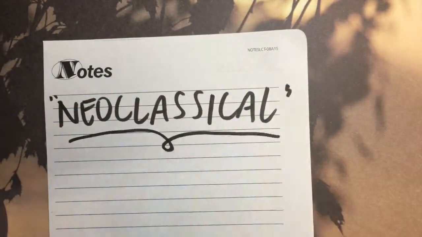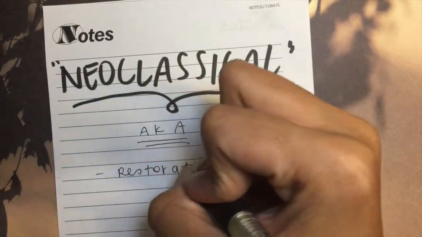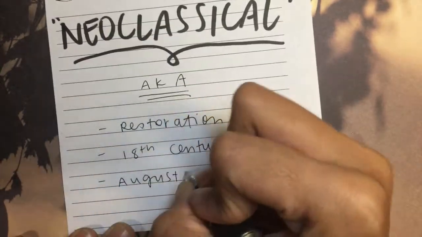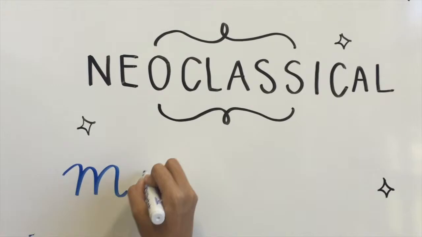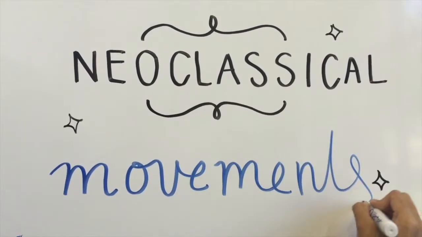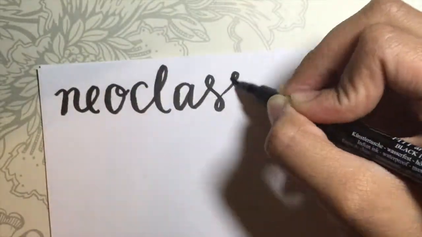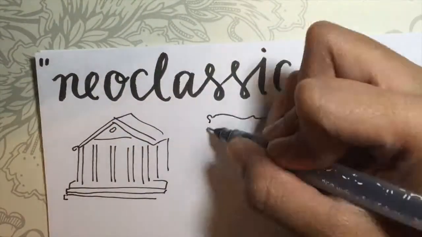It turns out that the Neoclassical period is also referred to as the Restoration, the 18th century, the Augustan Age, and the Age of Reason. This time period is rich in artistic, literary, and social movements. The term neoclassic describes the artistic style that washed over European art and architecture.